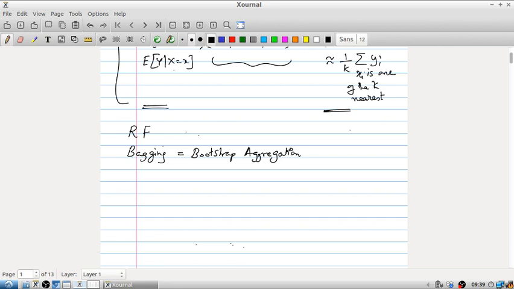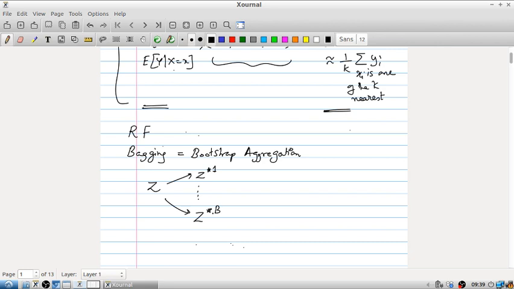Okay. And the idea is pretty straightforward. It's saying you have some data Z from which you're creating capital B copies of Z star, Z star 1 all the way to Z star capital B. So these are the bootstrap samples.